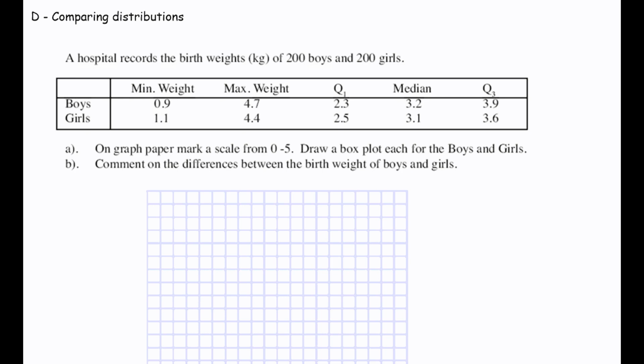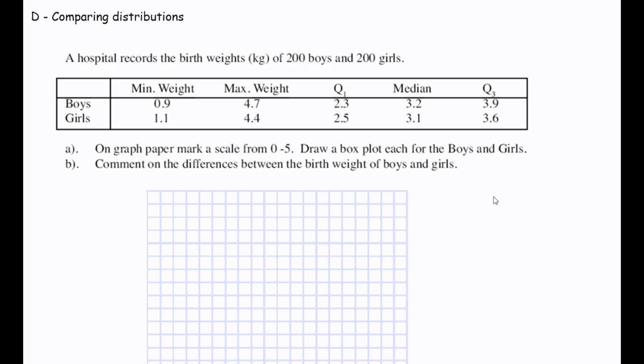Okay, and on to comparing distributions. So during this course, we will very much regularly be asked to compare distributions, to interpret what's happening in one data set compared to another. We're going to start with, can we compare box plots?